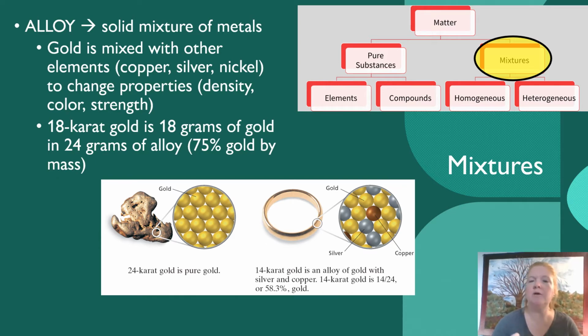So 18 karat gold means that it's 18 grams of gold in a 24-gram sample of alloy. So I have 24 grams, but only 18 of them are actually gold. So it would actually be 75% gold by mass in 18 karat gold. 24 karat gold is all gold.